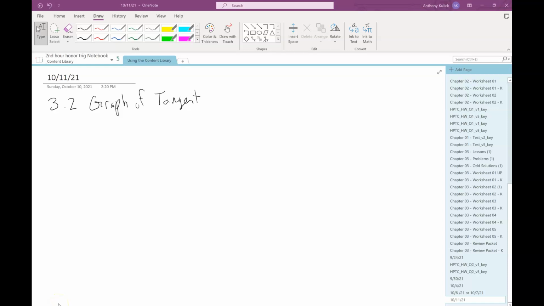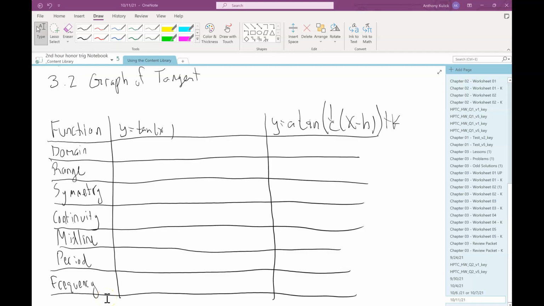Hi, today we're going to talk about section 3.2. In this section we'll be talking about graphing the tangent function. So we're going to start with an information dump similar to what we did when we talked about the graphs of sine and cosine. So the similar table that we'll build here for tangent is the similar table that we built for sine and cosine.